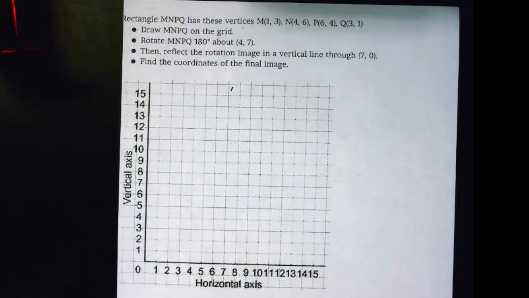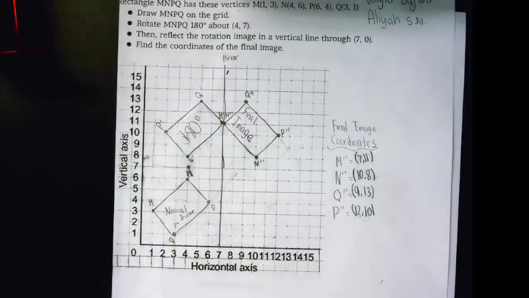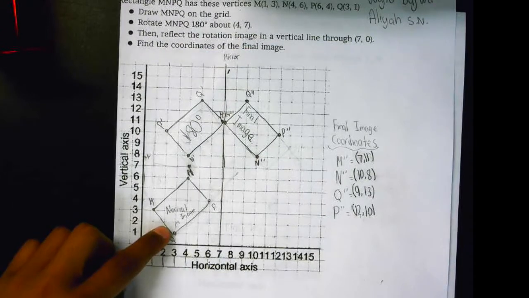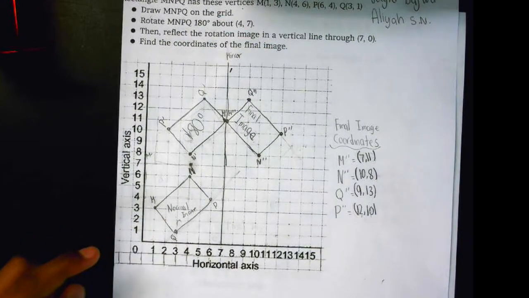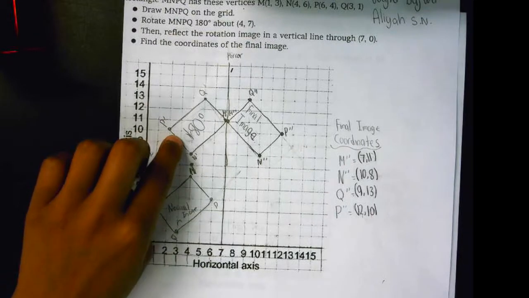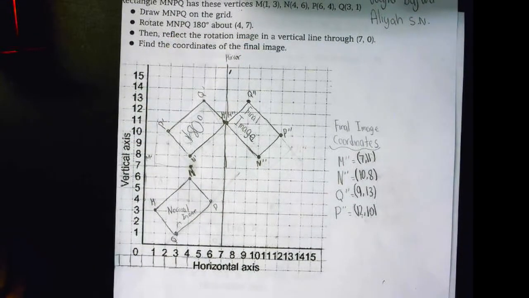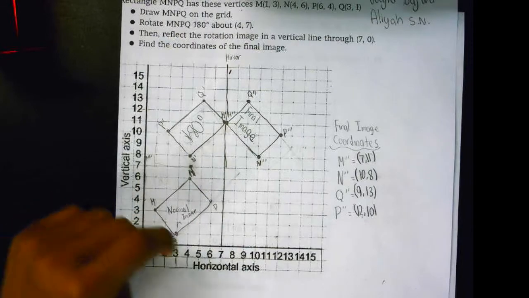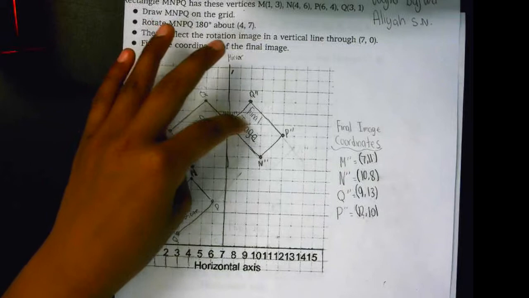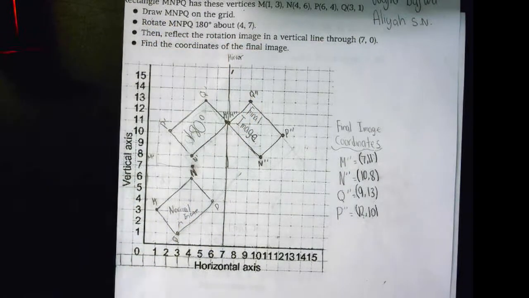We need a volunteer to show us how you did what you did. So the first thing we did is that we drew out the rectangle with the coordinates given to us. So this is the shape. And then it said to rotate it 180 degrees about (4, 7). So we made point (4, 7) and we rotated it counterclockwise and we got there. And it said to draw a vertical line, so we set it from (7, 0). So we went from (7, 0) all the way up, and we just reflected it from what we have.